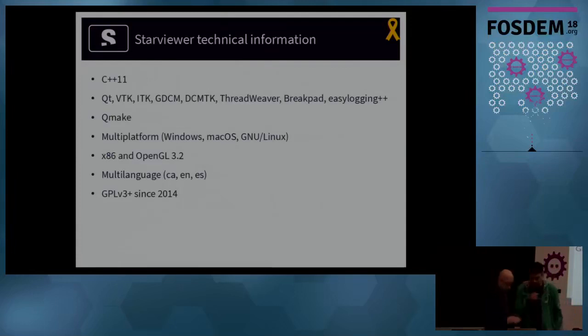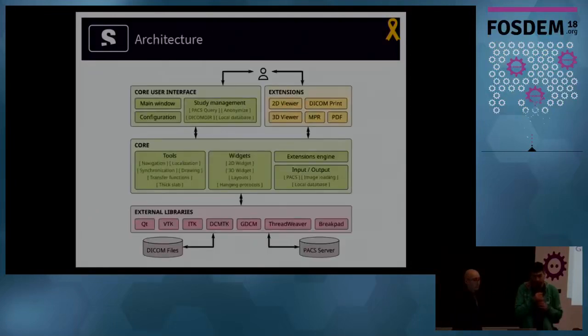Okay. Now, on the technical side of Starviewer, it's developed using C++11. We use several open source libraries, which make our life easier. Projects are based on QMake from the Qt framework. We have a multi-platform software, which runs on computer hardware having at least OpenGL 3.2. It's multi-language, and in 2014 it was open sourced with a GPL license.